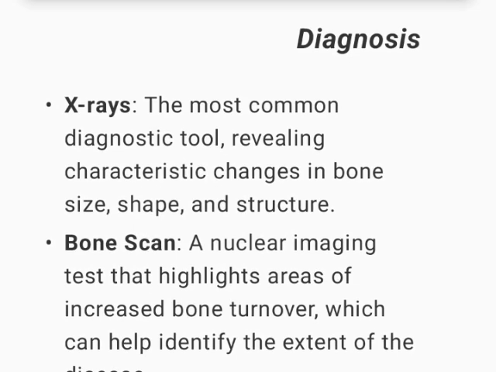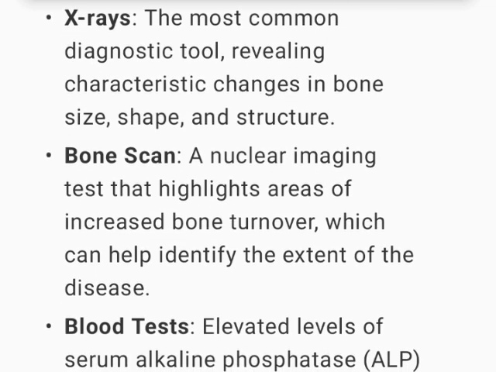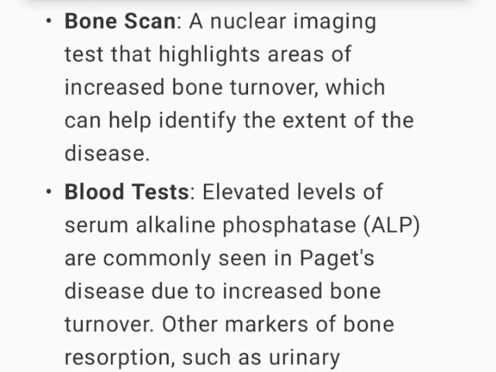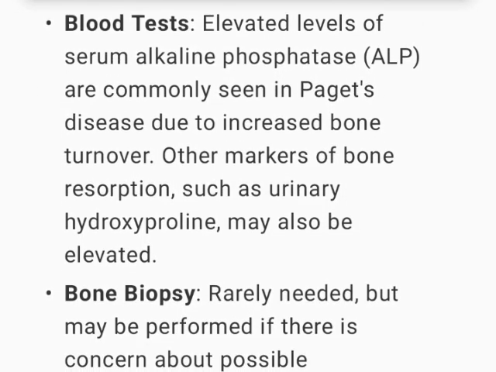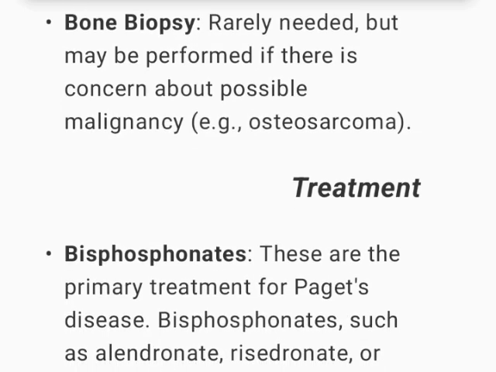Diagnosis. X-rays, the most common diagnostic tool, revealing characteristic changes in bone size, shape, and structure. Bone scan, a nuclear imaging test that highlights areas of increased bone turnover, which can help identify the extent of the disease. Blood tests. Elevated levels of serum alkaline phosphatase, ALP, are commonly seen in Paget's disease due to increased bone turnover. Other markers of bone resorption, such as urinary hydroxyproline, may also be elevated. Bone biopsy, rarely needed, but may be performed if there is concern about possible malignancy, e.g., osteosarcoma.